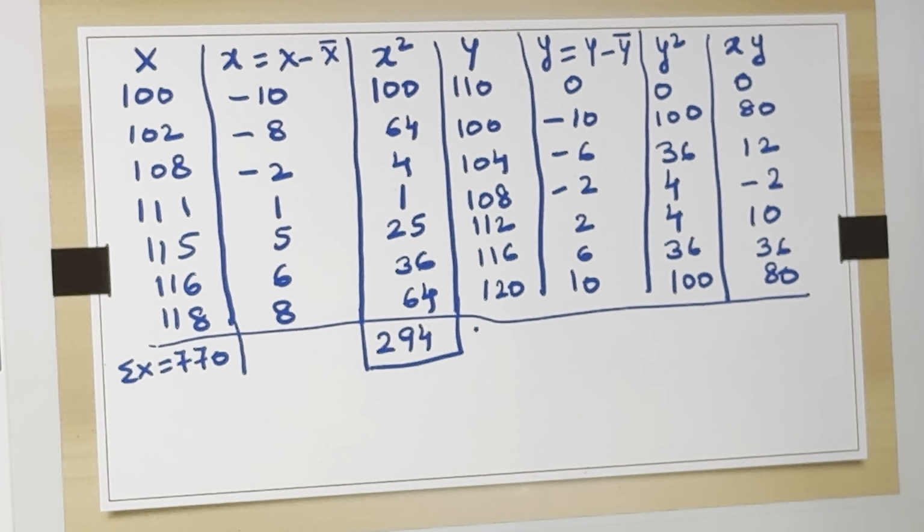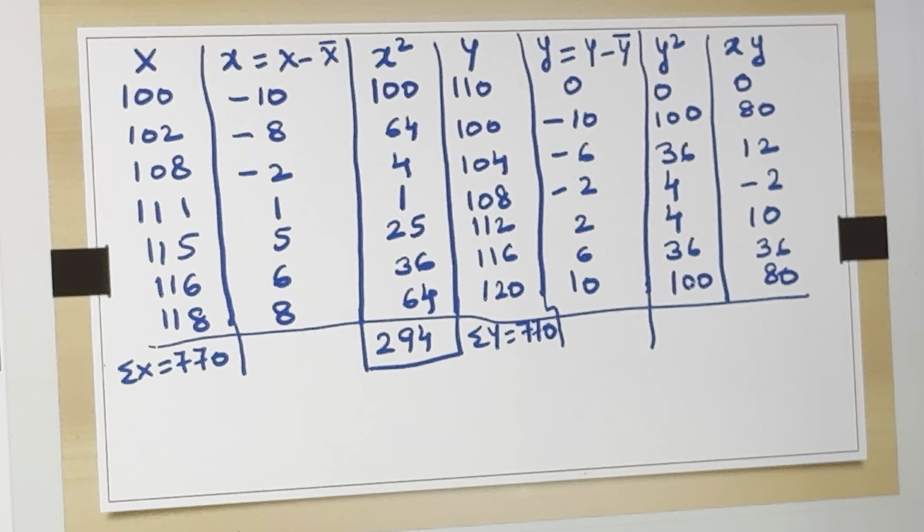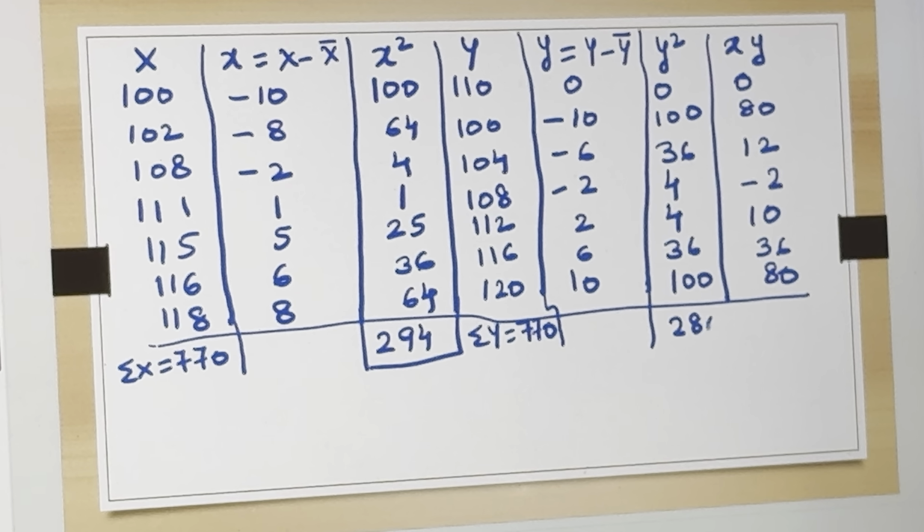Similarly, summation y आपको आया है कितना? 770. Small y का value नहीं लगेगा. Then summation y square you are supposed to calculate. What is summation y square? After adding all these values, you will be getting 280. Summation xy add करने के बाद value आएगी 216.